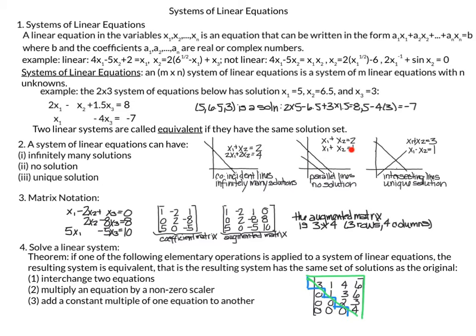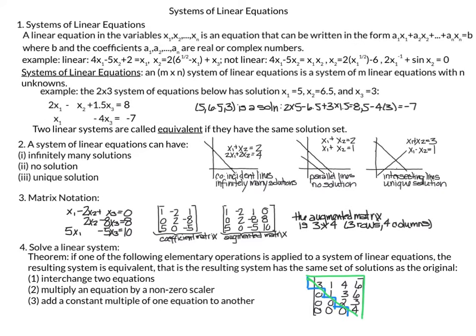So two parallel lines, there's no point that solves both this equation and that equation. So that's no solution. Or you can have a unique solution. The lines can cross at one single point, and this one point will be the solution to the system of equations. So for linear equations, these are the only three possibilities. There's no such thing as two solutions. It's either infinitely many, no solution, or one unique solution.